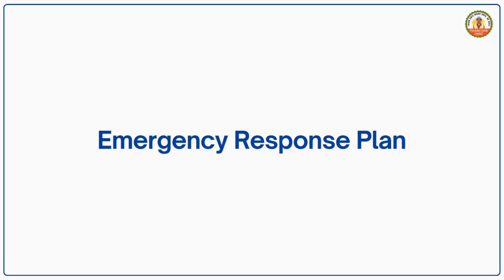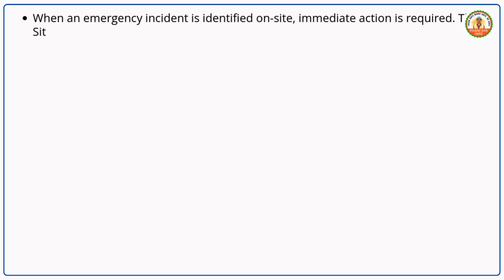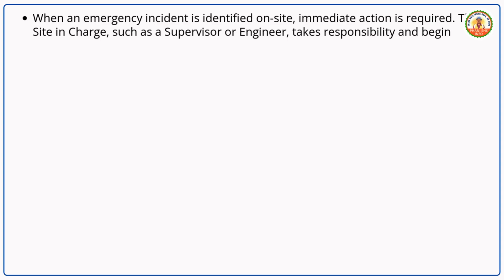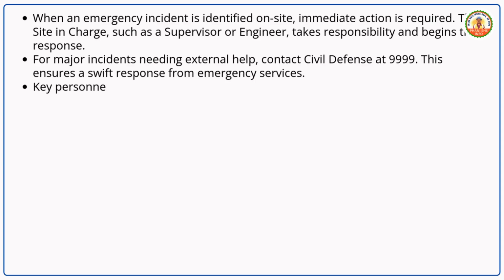Emergency response plan, key points. When an emergency incident is identified on site, immediate action is required. The site in charge, such as a supervisor or engineer, takes responsibility and begins the response. For major incidents needing external help, contact Civil Defense at 9999. This ensures a swift response from emergency services.